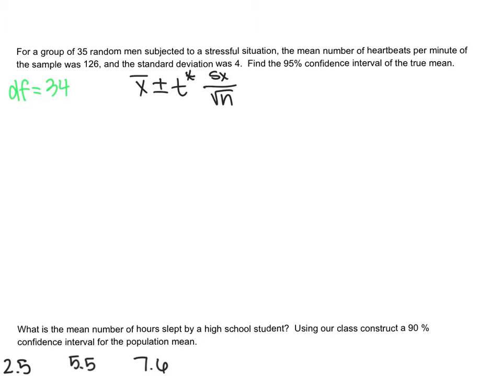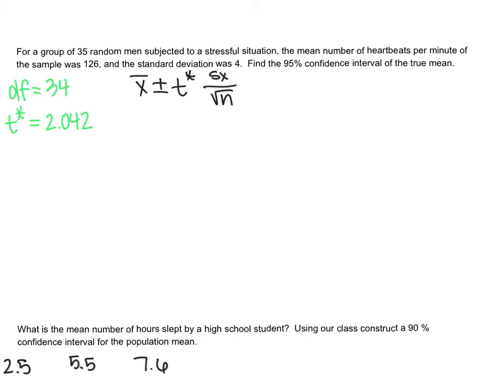We now use our table to see where 95% confidence level lines up with a degree of freedom of 34, which our table, once we get to 30, just goes up by tens. So we'll use 30, and we get a t critical value of 2.042.